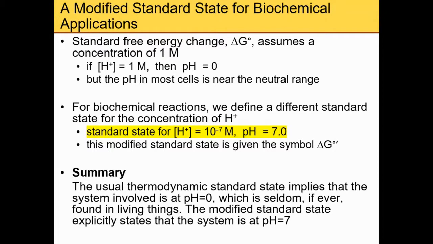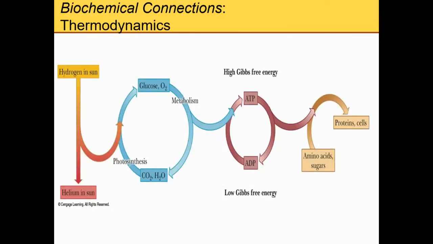And then the standard free energy. For the standard free energy, assume a concentration of 1 molar and pH 0 for biochemical reaction. So we define a different standard state for the concentration of hydrogen. That will be 10 to the minus 7, which is pH 7. So that's for the biochemical reaction. And for the pure chemical reaction, they define it as pH 0. For biochemical, it's about pH 7.